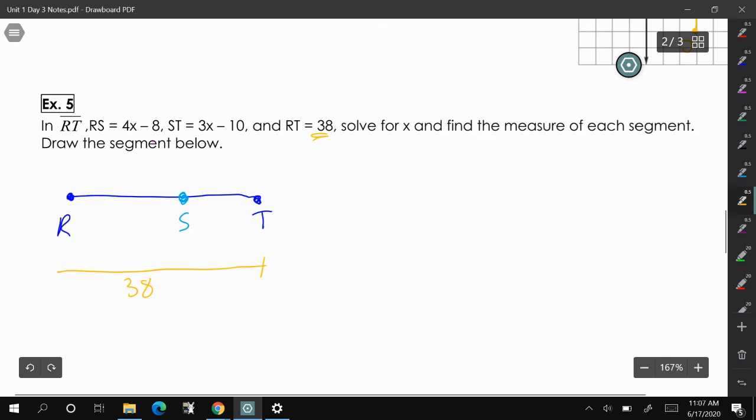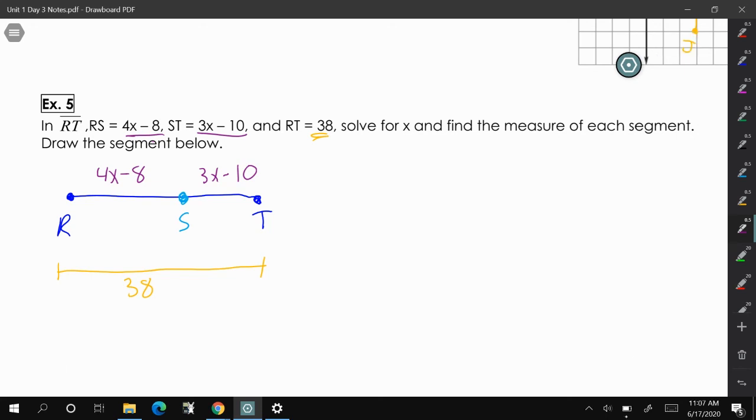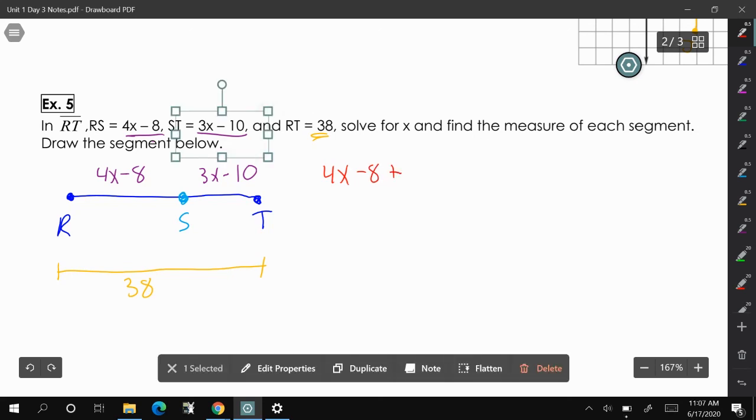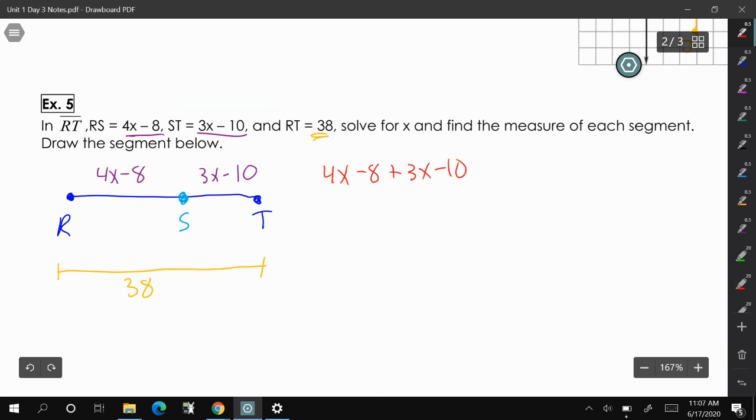We also know that RS is 4x minus 8. So RS is 4x minus 8. ST is 3x minus 10. So if we were to add these two parts up, 4x minus 8 and 3x minus 10, that needs to equal the whole thing, which is 38. So we have 4x minus 8 plus 3x minus 10. That equals 38. So then we would solve that.